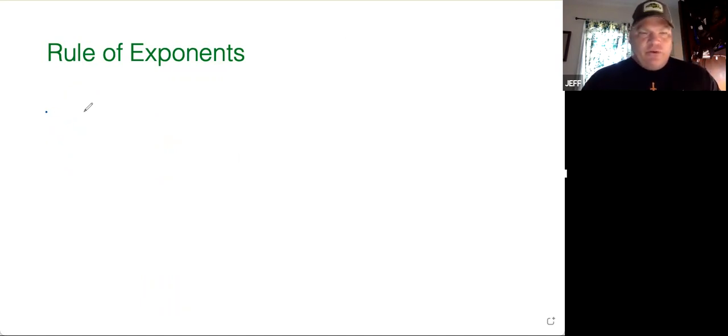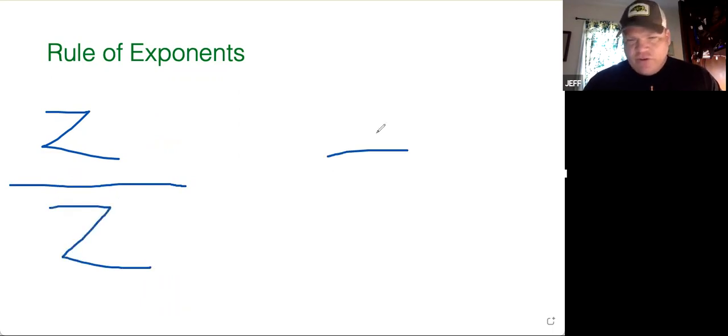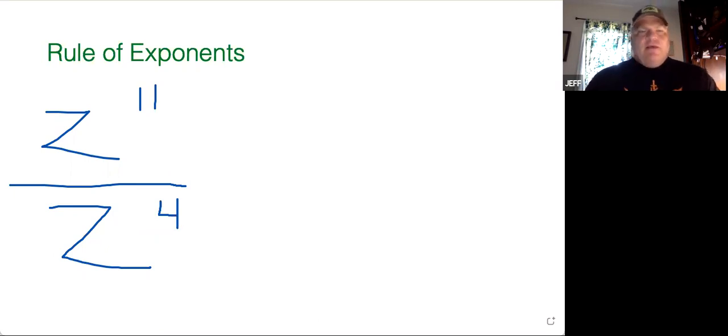So the next one we're going to do is, if the first one is multiplying, what about division? They will usually write division as a fraction because the division symbol is nothing but a picture of a fraction, a line with something on top and something on the bottom. And so if they gave us this question, Z to the 11th divided by Z to the 4th.